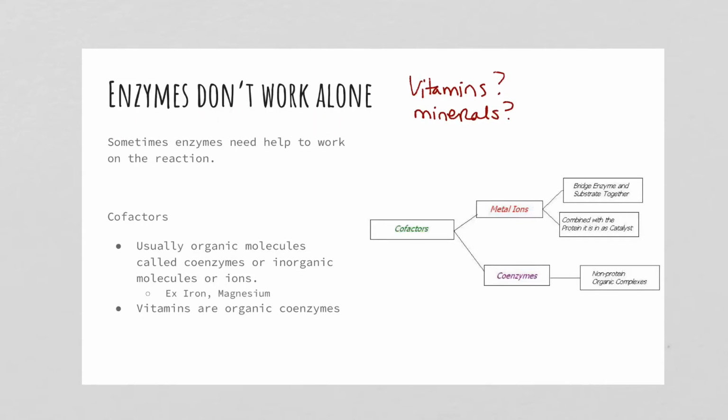Sometimes enzymes need other things to help them work, and those things can be your cofactors. Cofactors can be broken down into either metal ions or coenzymes. Basically, they're either organic molecules that can bind with the protein and help it work better. Like your vitamins are going to be organic coenzymes. They help the enzyme work correctly. Or you can have things like iron or magnesium. We know iron is very important to get hemoglobin to bind oxygen.